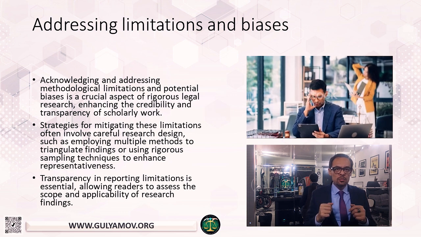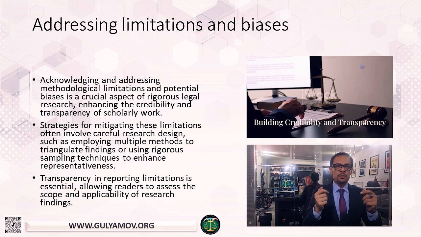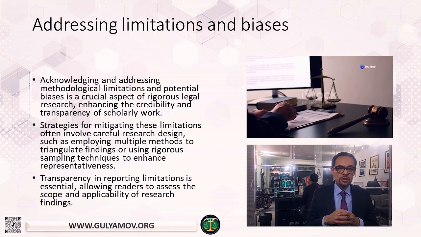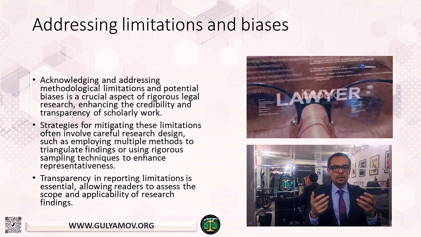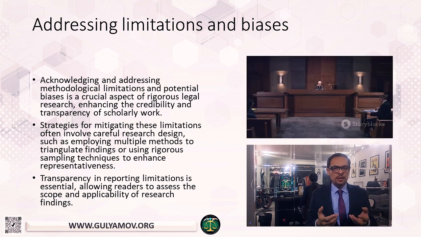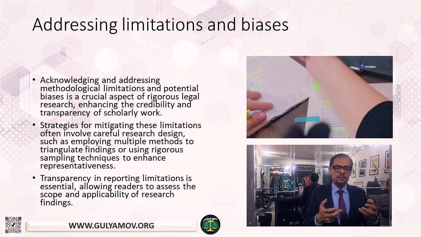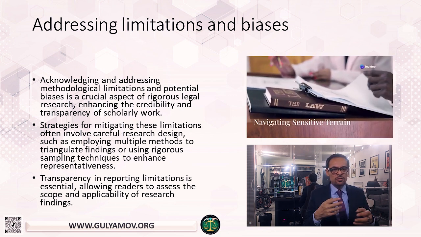For instance, a doctrinal analysis of case law might be limited by the selection of cases or jurisdictions examined, while an empirical study using surveys could be affected by response biases or sampling limitations. Strategies for mitigating these limitations often involve careful research design, such as employing multiple methods to triangulate findings or using rigorous sampling techniques to enhance representativeness. Transparency in reporting limitations is essential, allowing readers to assess the scope and applicability of research findings.